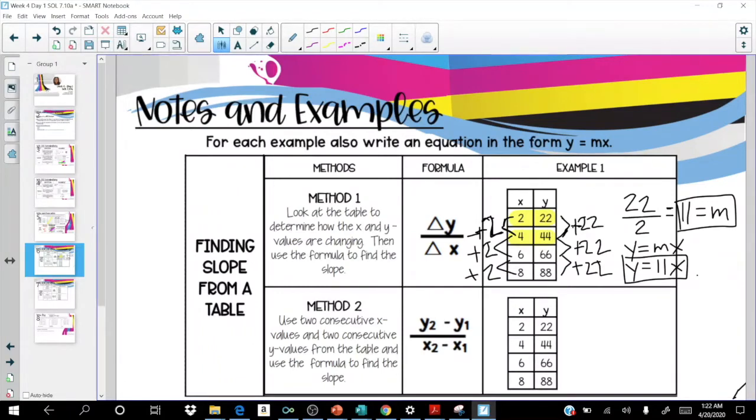Let's try the second method. Use two consecutive x values and two consecutive y values from the table and use the formula to find the slope. So consecutive means back to back, one right after the other. So if you're going to say that 22 is equal to y1, you say y2 is 44, it must be back to back.